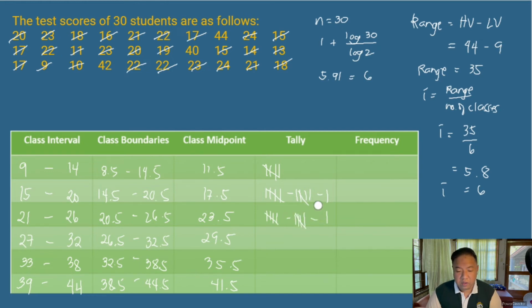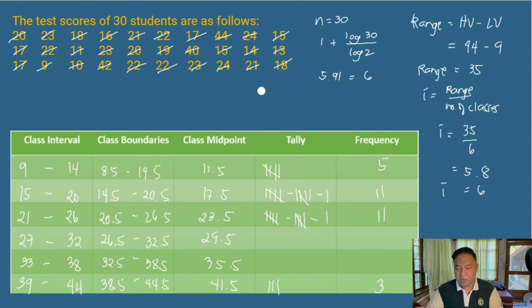How about 27 to 32? Are there any? None. 33 to 38, none also. 39 to 44, that's 1, 2, 3. Okay. So therefore, the frequency will be 5, 11, 11, and 3. If you add them up, is that equal to 30? Yes, very good. So therefore, this will be our frequency distribution table for the given data. Okay?